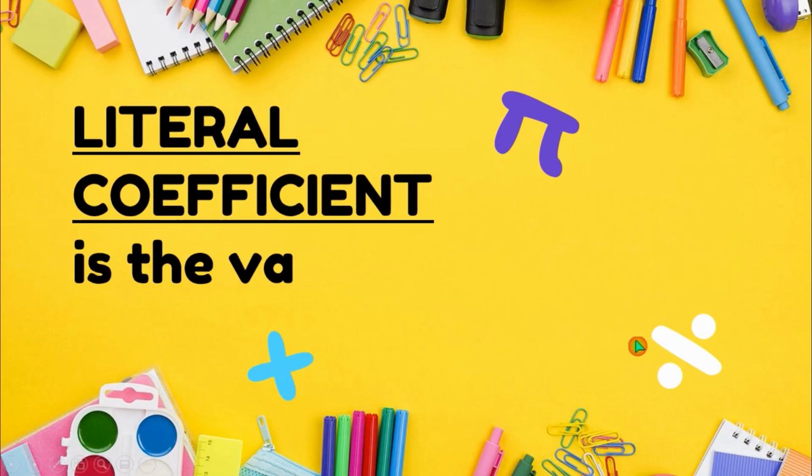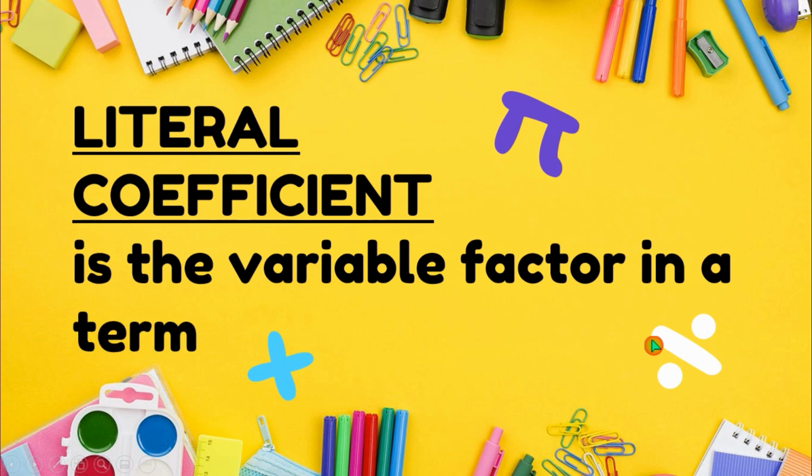Literal coefficient. Literal coefficient is the variable factor in the term. So, kanina, kung yung numerical coefficient ay numerical factor, this time ay variable factor lang siya. However, you have to be very careful kasi hindi naman ibig sabihin na variable factor ay nag-iisang letter lang. All of the things found within that variable part, kasama na dun yung exponent, ha?